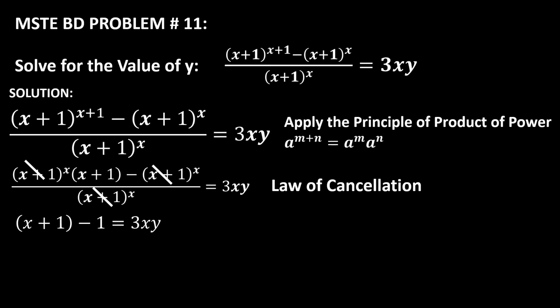Now, right after the cancellation process, our equation results into this: (x plus 1 minus 1) equals 3xy. Now, it will be very easy for us to determine the value of y. Simplifying our previous equation, now we have x equals 3xy.